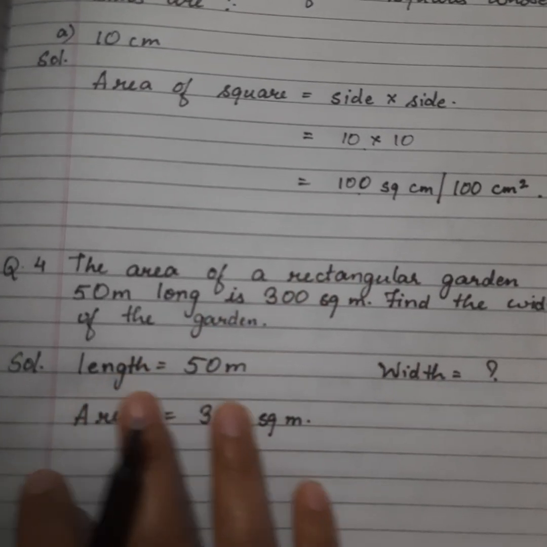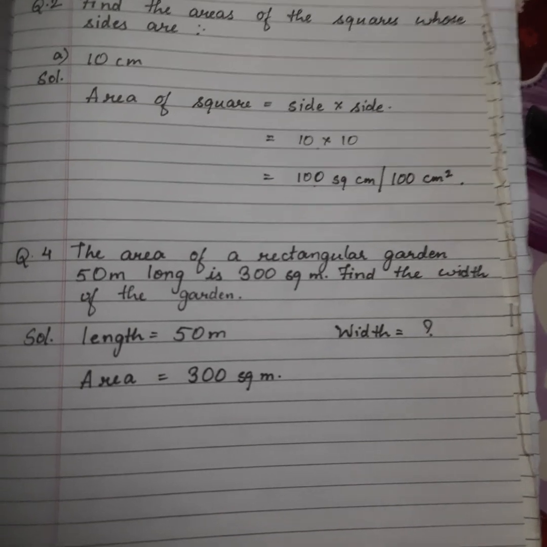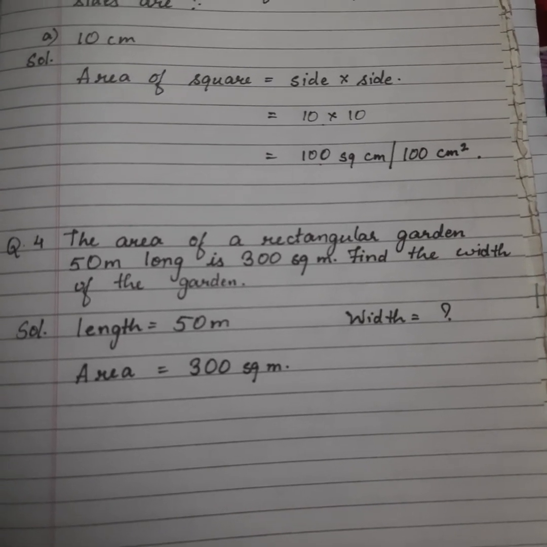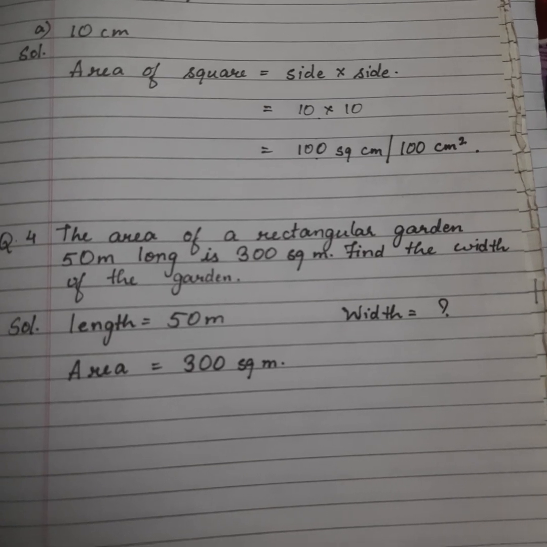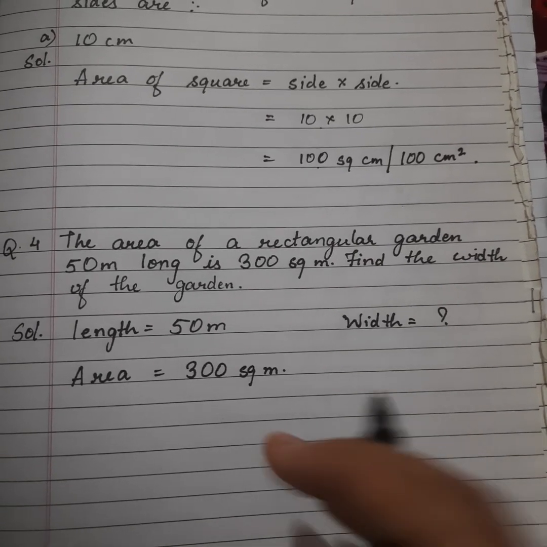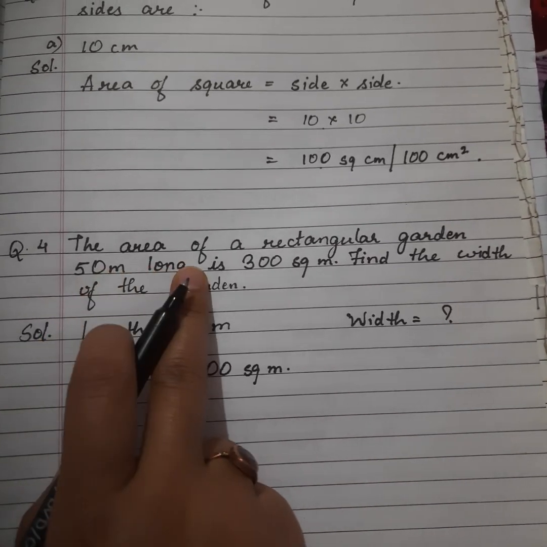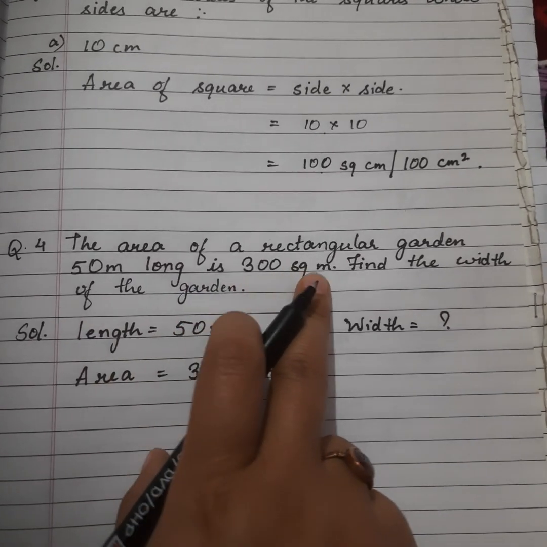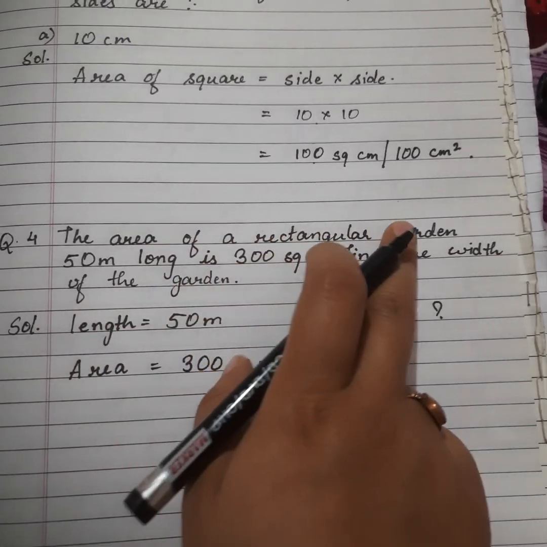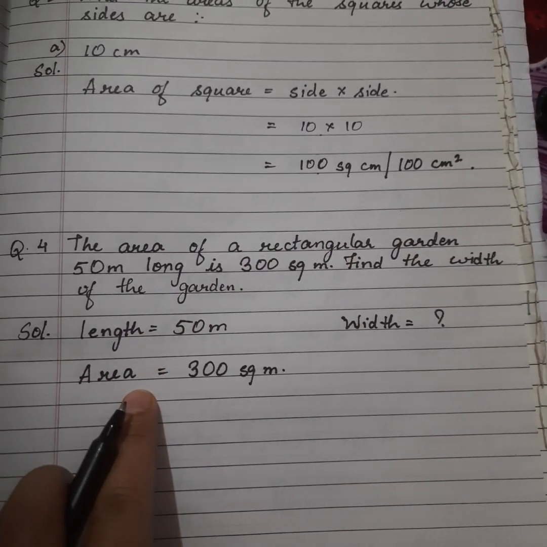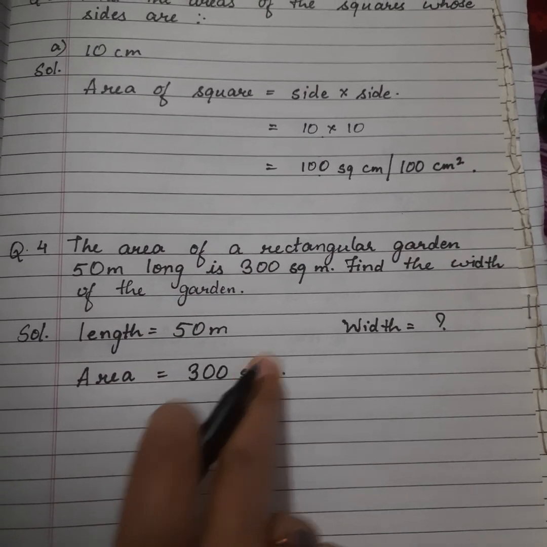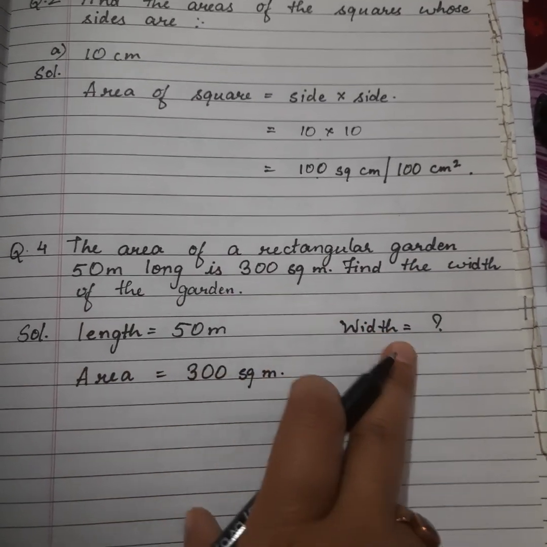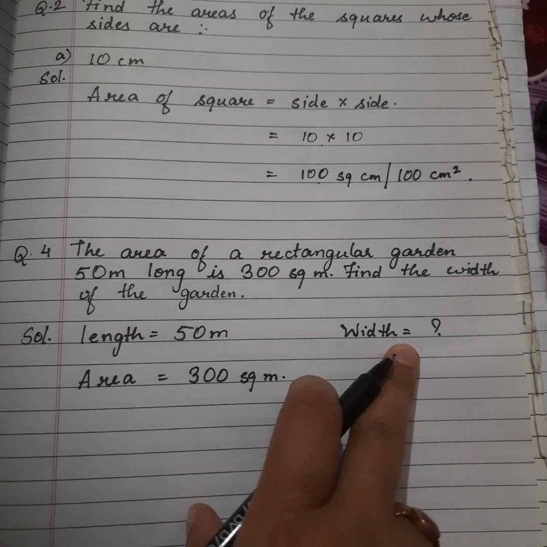Now question number 4. The area of a rectangular garden 50 meter long is 300 square meter. What they are saying: 50 meter long, that is, length is 50 meter. And 300 square meter is what? Area of the rectangular garden is 300 square meter. What are we supposed to find? Find the width of the garden. We have to find the width.